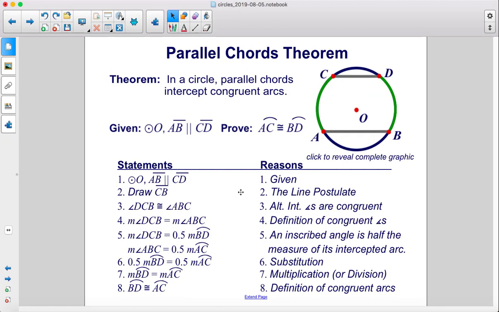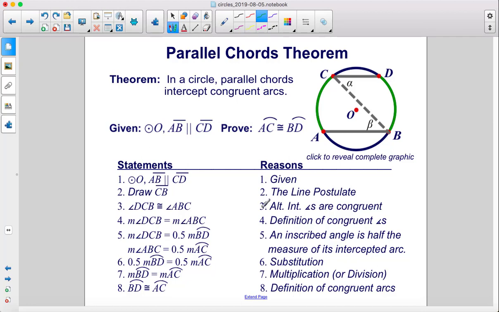Parallel chords theorem. In a circle, parallel chords intercept congruent arcs. Given circle O and parallel chords AB and CD, prove that arc AC is congruent to arc BD. We begin with our given information, then we're going to draw CB, a line that connects those 2 points.